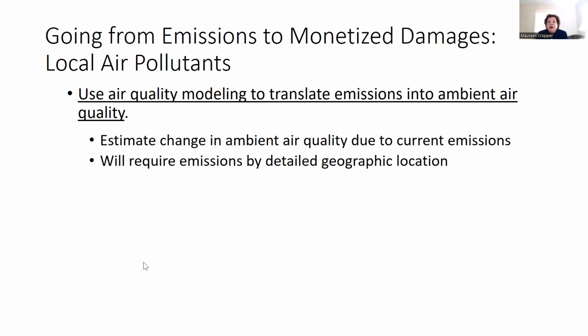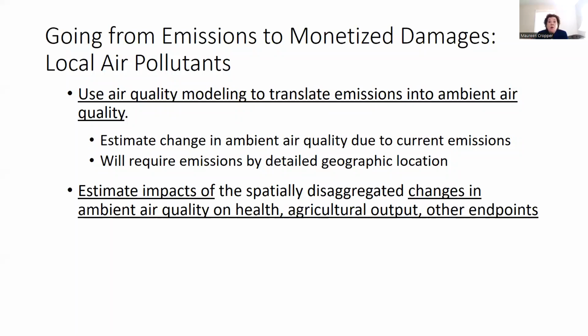In order to do this, you're going to need emissions data by detailed geographic location, not just the aggregates you saw on the previous slide. Once you know how the SO2 has been translated into, let's say, PM2.5, you've got to look at the impacts of that change in PM2.5 on health, on agricultural output, and on other endpoints that could be affected.